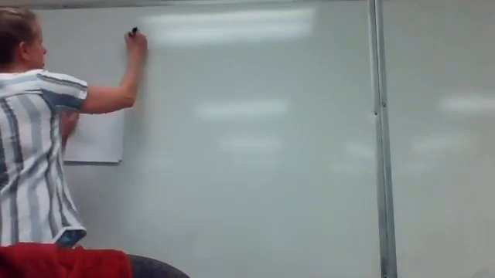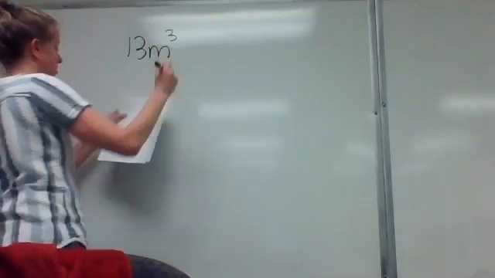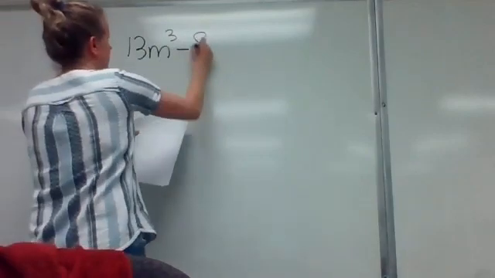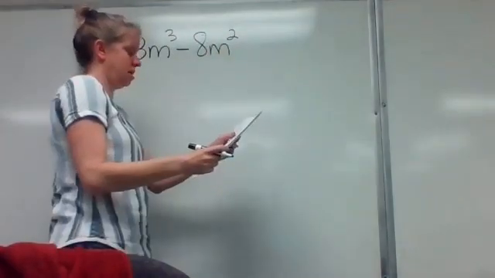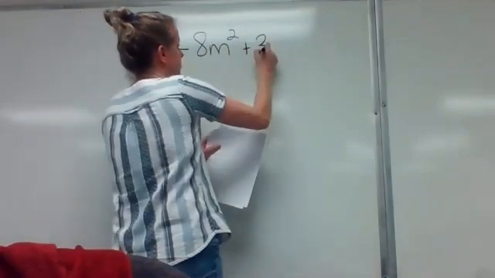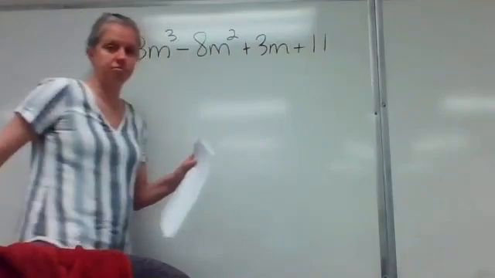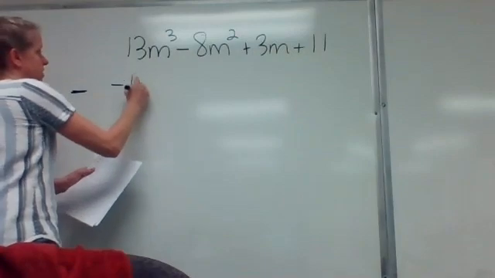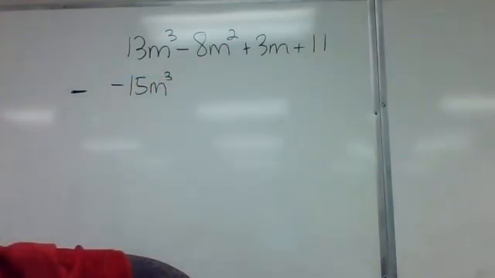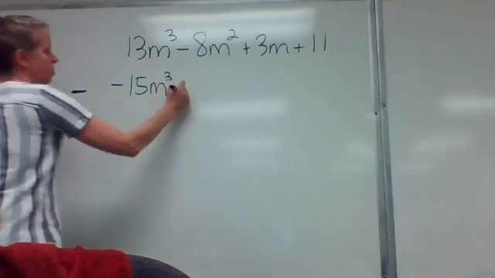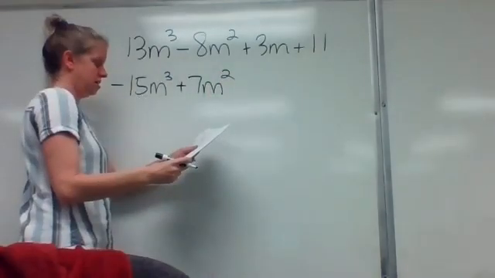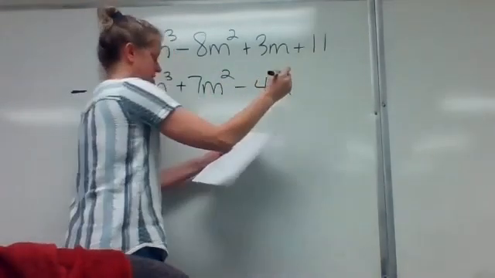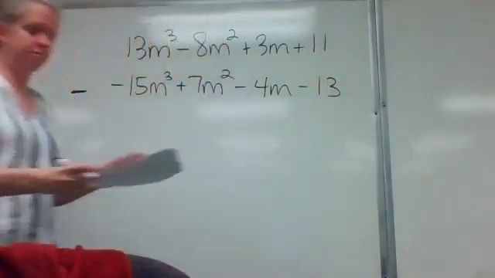All right, number 14 is another subtract. You've got 13m to the third minus 8m squared plus 3m plus 11, then minus negative 15m to the third plus 7m squared minus 4m minus 13.